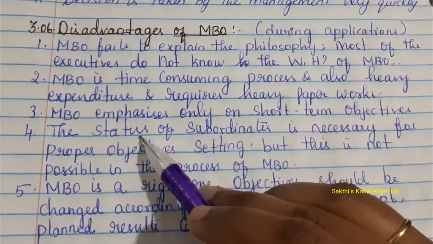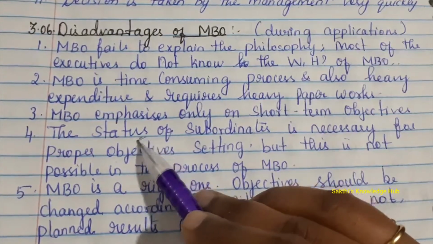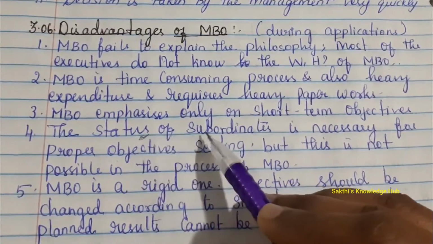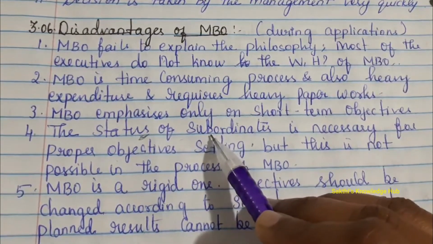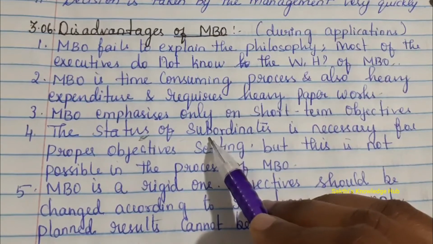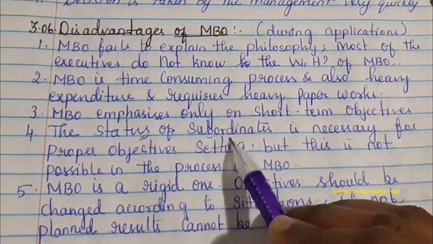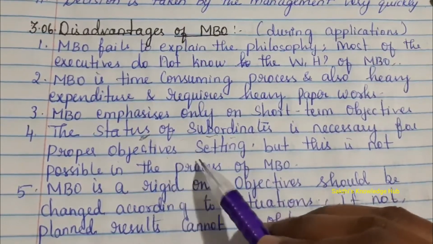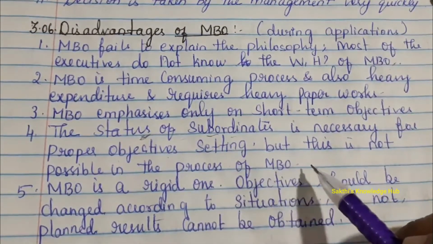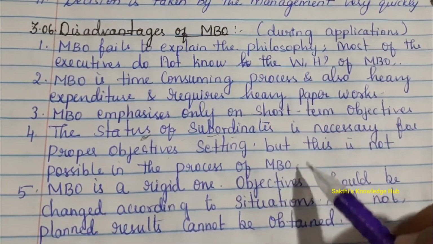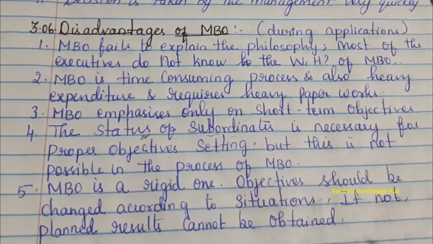So the other aspect of disadvantage of MBO is the status of the subordinate. Some kind of status or qualification is a point; some people consider that it is not good to involve subordinates during objective setting and all, and that will not be good for the organization's growth. So in that aspect they feel this is a disadvantageous one.